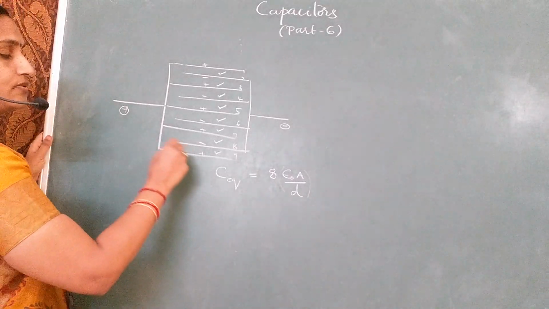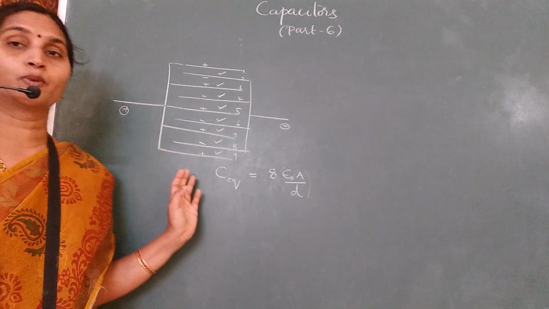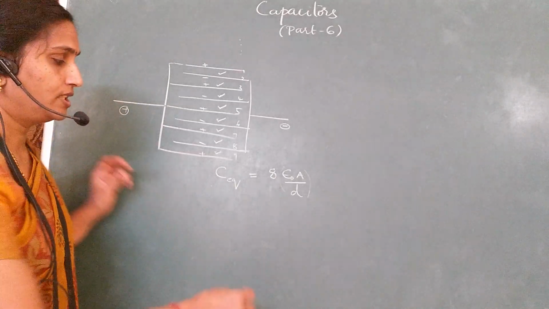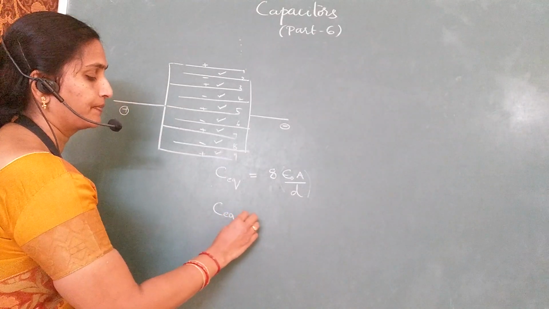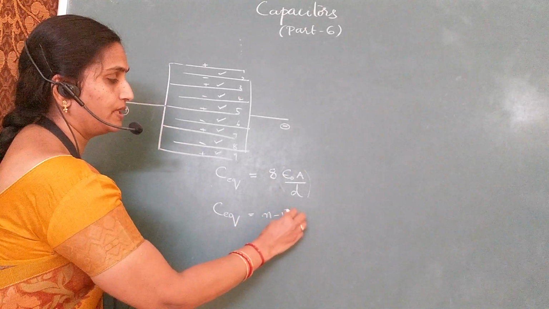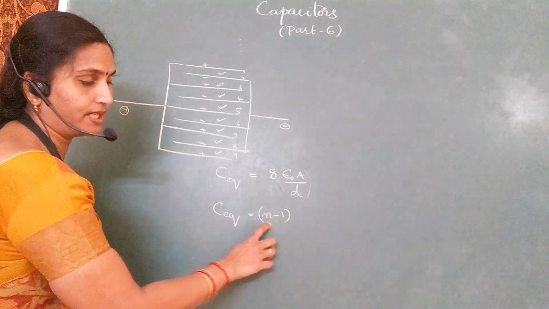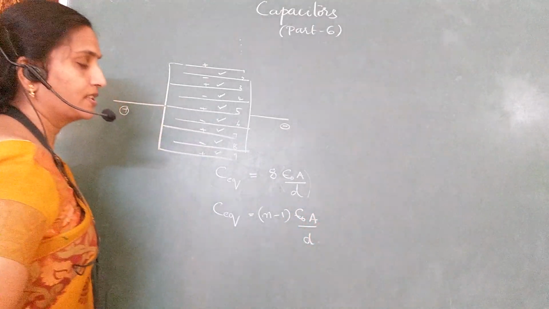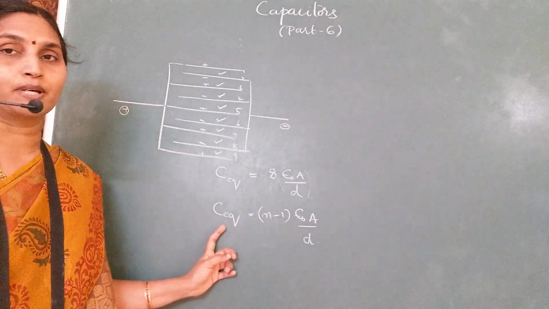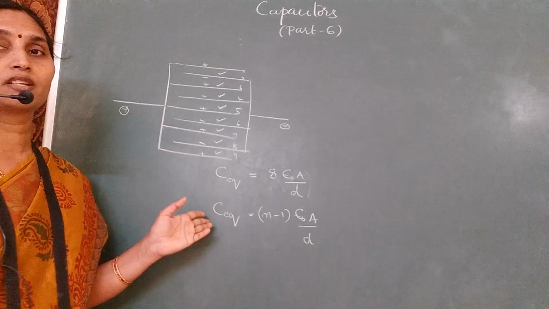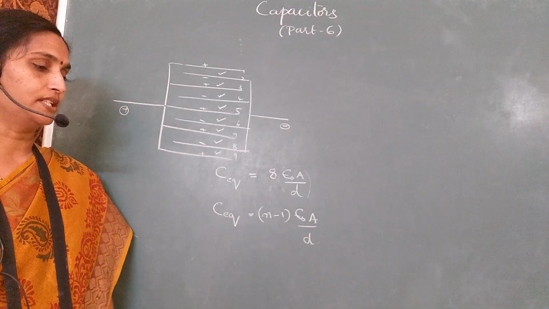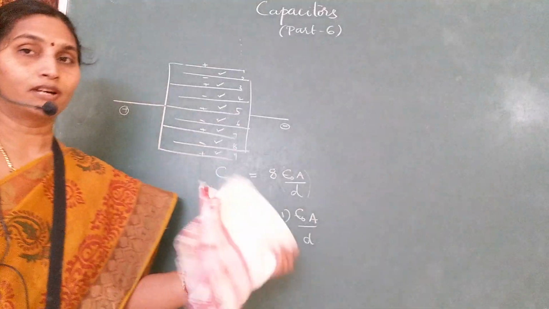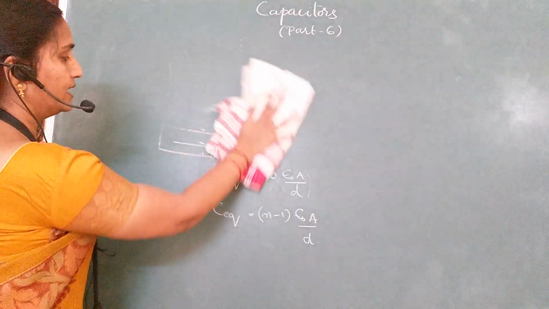Sometimes they ask, if n plates are alternately connected to the positive and negative terminals of the battery, what is the equivalent capacitance? In such a case, you can remember the formula: C equivalent will be (n minus 1), where n is the total number of plates, times epsilon naught A divided by d. So this gives you the equivalent capacitance. This is the first model of the question using parallel plates. Now coming to the second part, one more question related to parallel plates.